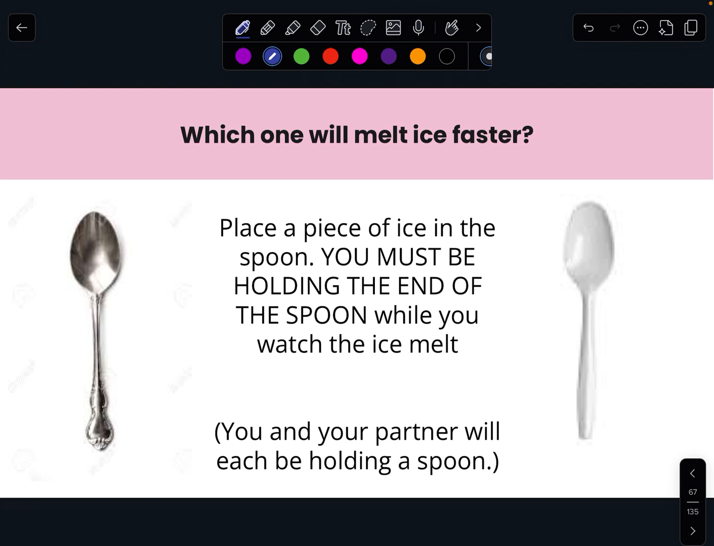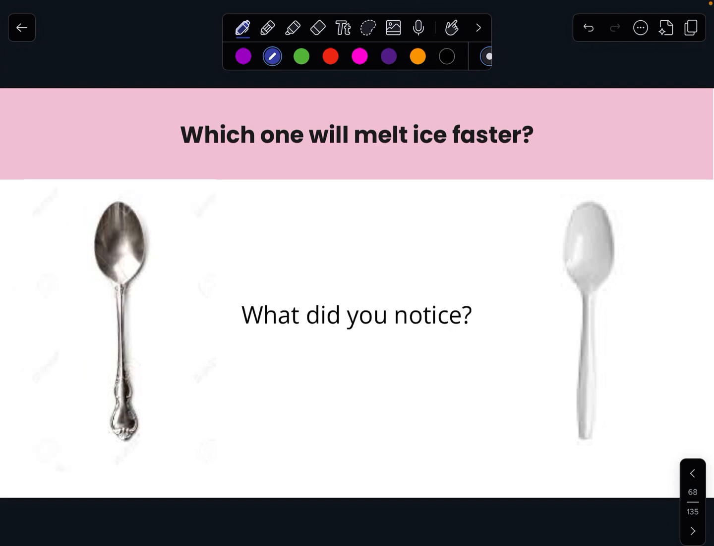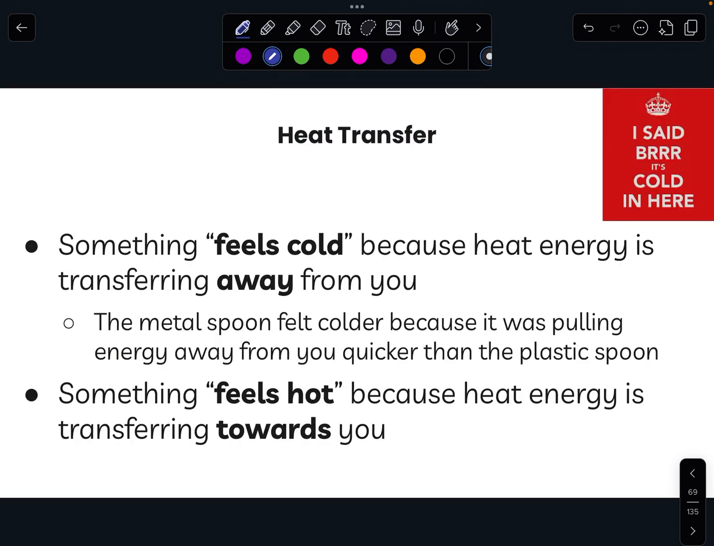If we were in class, we would actually try this on our own. And what we would see is that the ice on the metal spoon would actually melt first. And then the ice on the plastic spoon would basically not melt at all, or hardly at all, in the couple of minutes that you would be holding these spoons. So let's talk about why that is.